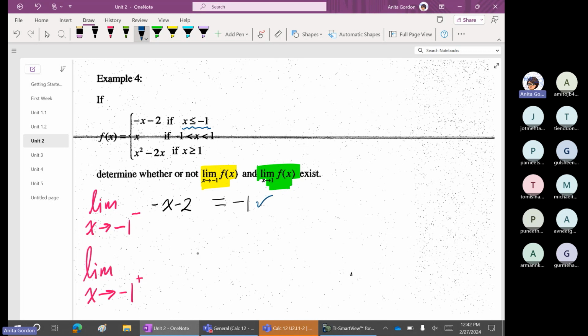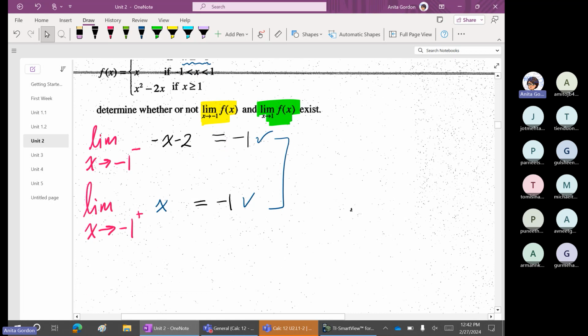So that's okay. As I approach -1 from the right, what equation am I using? x. So as x gets closer to -1, what is x? -1. Okay, so in this case, we have an agreement, even though we use different equations. So the limit as x approaches -1 in general of this function, we have an agreement that the limit is -1.